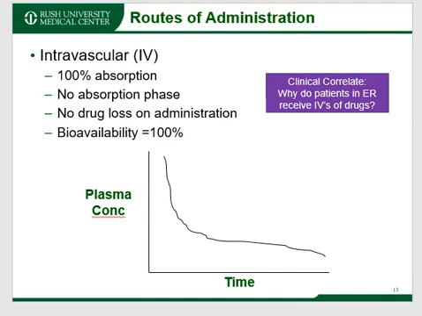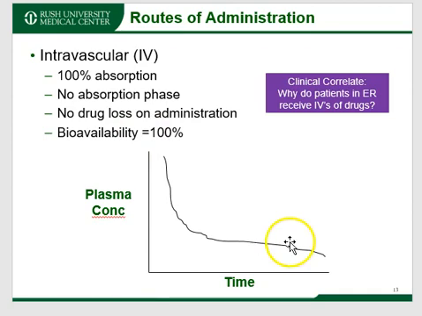So the next thing we need to discuss is the different routes of administration. We're going to start with intravascular. Intravascular, of course, is IV, and this particular route of administration has 100% absorption, and there's no absorption phase. It is characterized by no drug loss on administration, and that'll make more sense when we review oral administration. And the bioavailability, which we'll define later, is 100%.